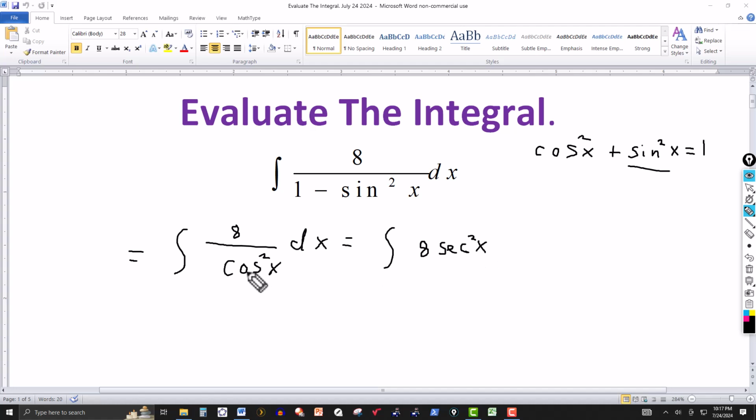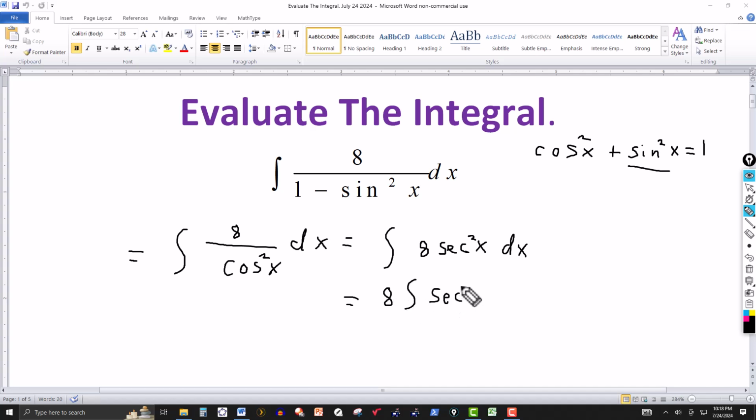I could also write it in the denominator and say cosine squared of x is the same as 1 over secant squared of x, and then multiply numerator and denominator by secant squared, and I would get the same thing. And then just to make it clear here, you don't have to do this, but I'm going to factor out the 8. It's a constant. I can factor it out.